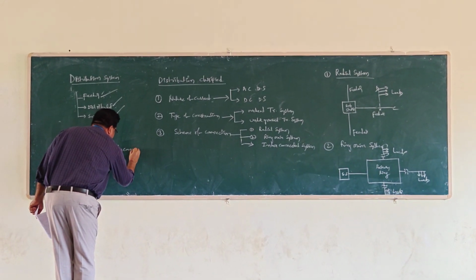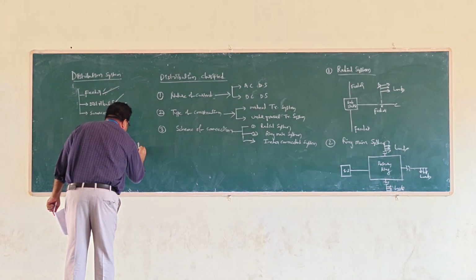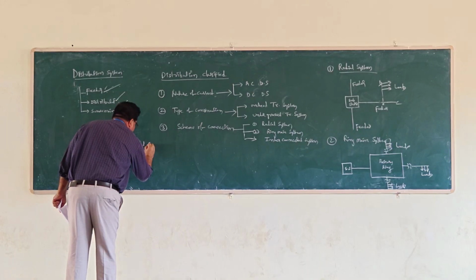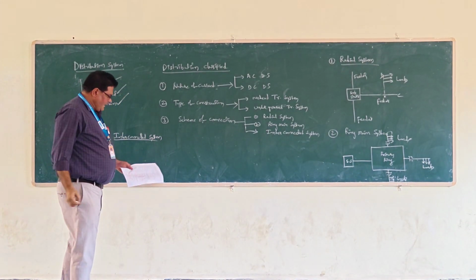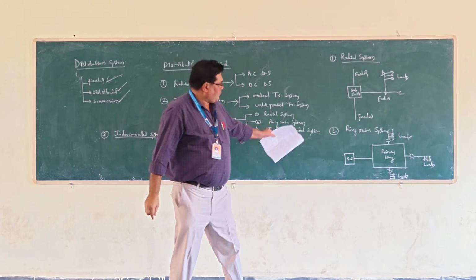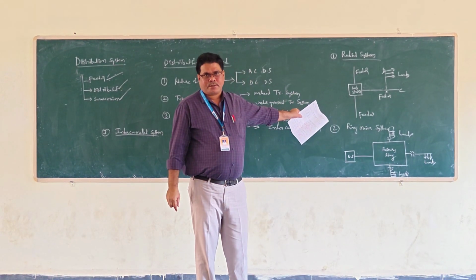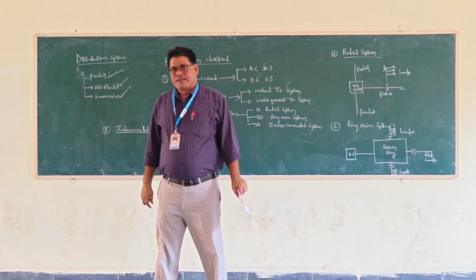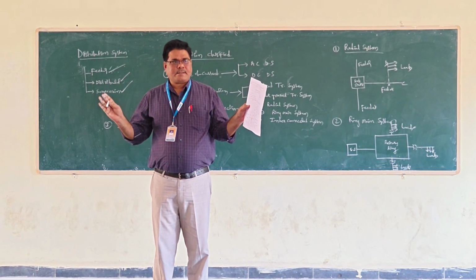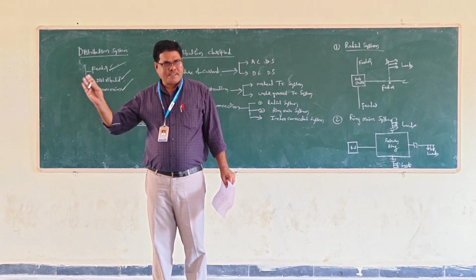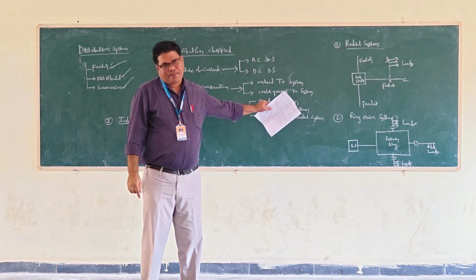Interconnected system is also the same. The only difference is that in the ring system only a single substation is used. But in the interconnected system, two types of sources are used. Two substations, substation 1 and substation 2. The application remains the same.